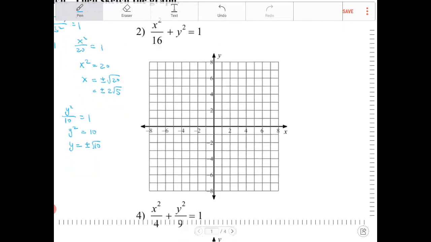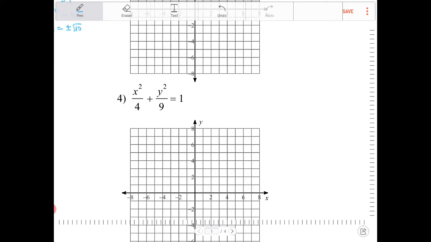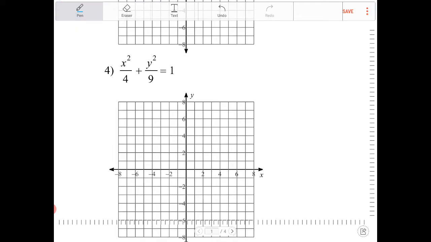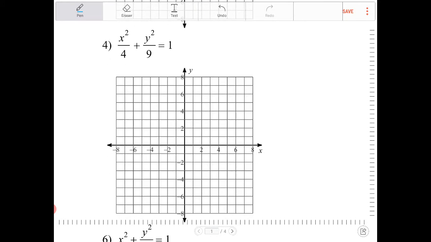Let's do this one here: x squared over 4 plus y squared over 9 is equal to 1. Again, very similar. I want to substitute in 0 for y and 0 for x, and then solve for x and y respectively. Substituting 0 for y, I end up with x squared over 4 is equal to 1, or in other words, x is equal to plus or minus 2. I do the same thing with y squared over 9, substituting 0 for x, and I get y squared over 9 is equal to 1, or in other words, y will equal plus or minus 3.